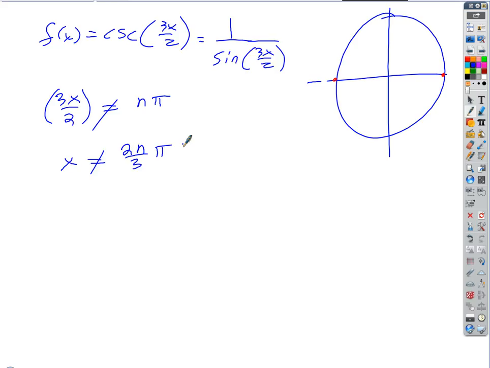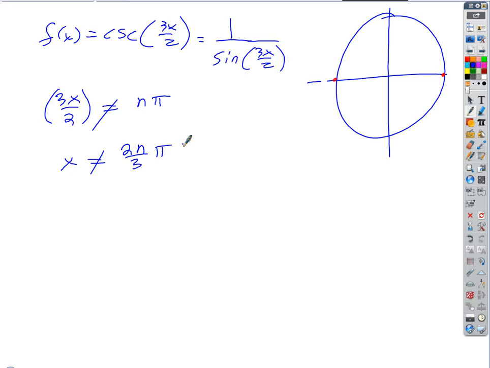Okay, so where's that going to be? What values of n then? Our domain is the open interval from 0 to 2 pi, right? So what values of n are going to produce, what's the word I'm looking for, discontinuities in our function, places where the function is undefined.